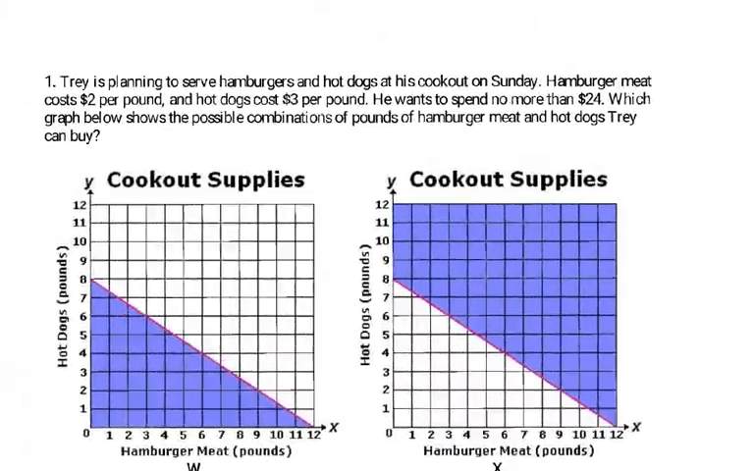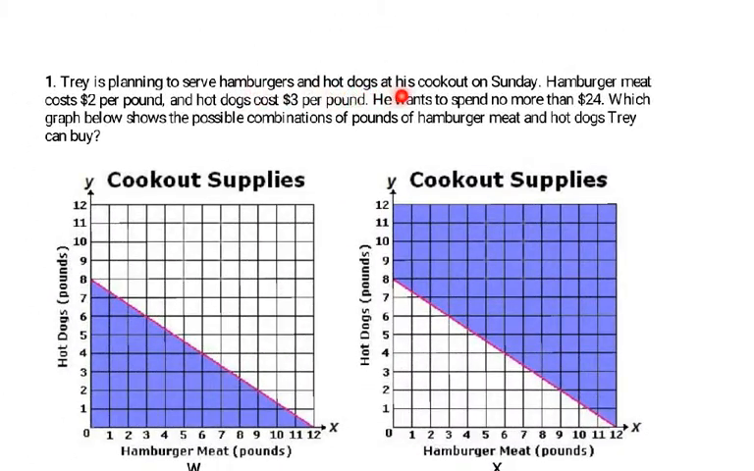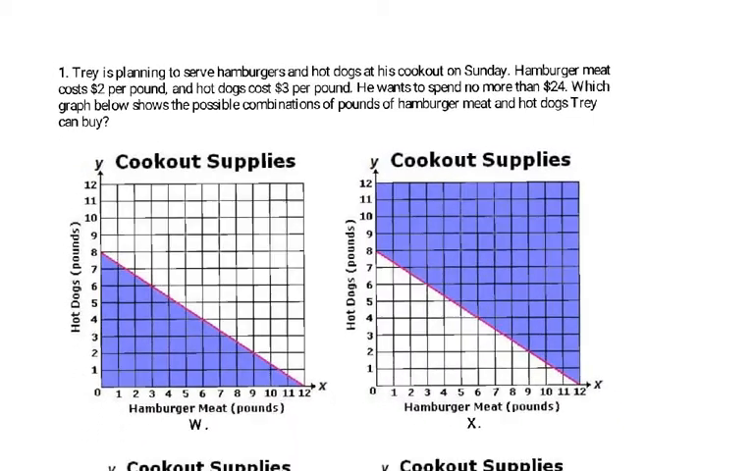Trey is planning to serve hamburgers and hot dogs at his cookout on Sunday. Hamburger meat costs $2 per pound, and hot dogs cost $3 per pound. He wants to spend no more than $24. Which graph below shows the possible combinations of pounds of hamburger meat and hot dogs Trey can buy? All right, so he doesn't want to go over $24.